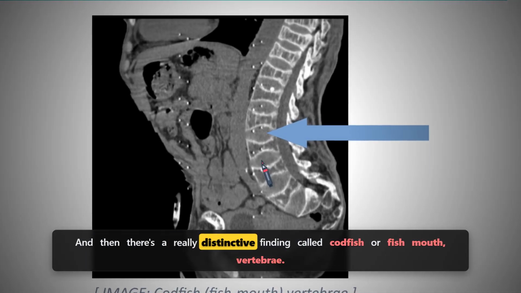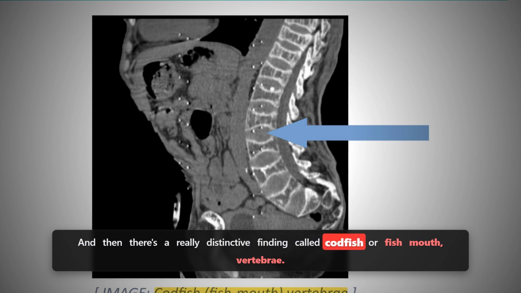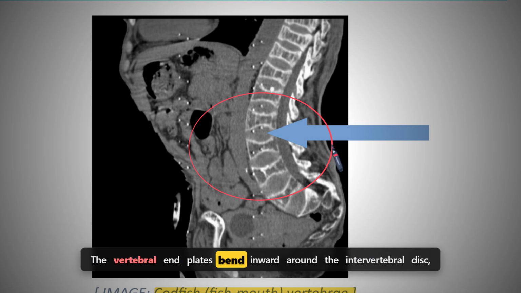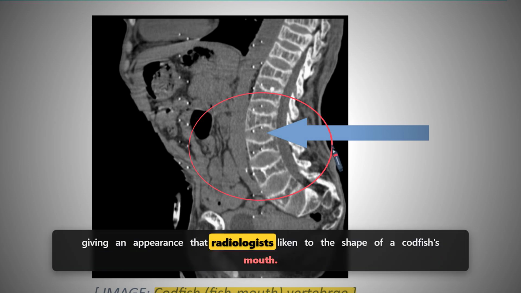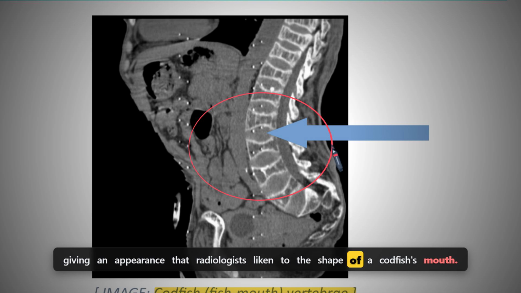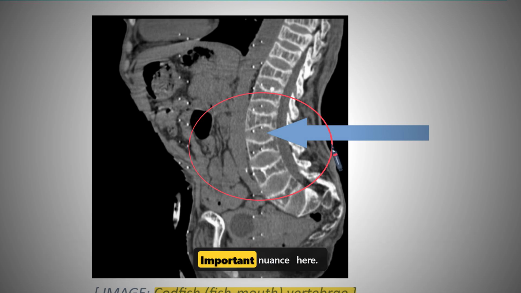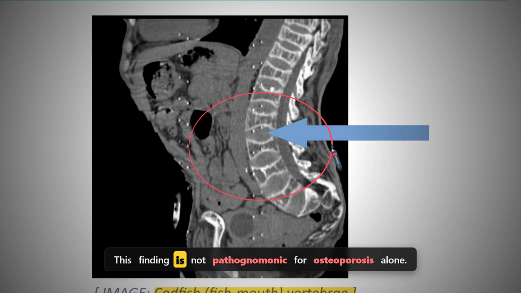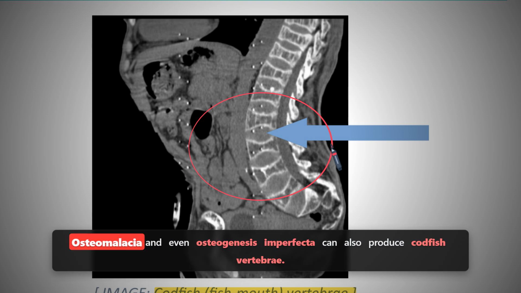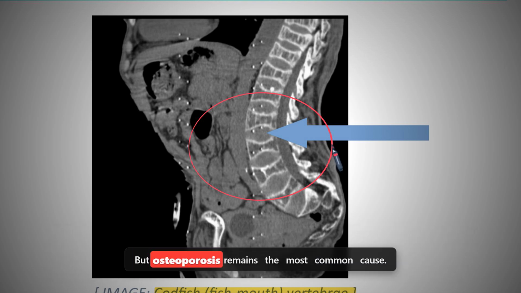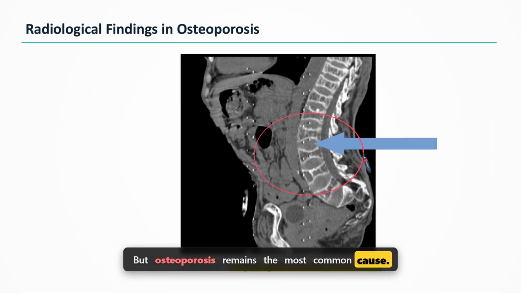And then there's a really distinctive finding called codfish or fish mouth vertebrae. The vertebral end plates bend inward around the intervertebral disc, giving an appearance that radiologists liken to the shape of a codfish's mouth. Important nuance here. This finding is not pathognomonic for osteoporosis alone. Osteomalacia and even osteogenesis imperfecta can also produce codfish vertebrae. But osteoporosis remains the most common cause.